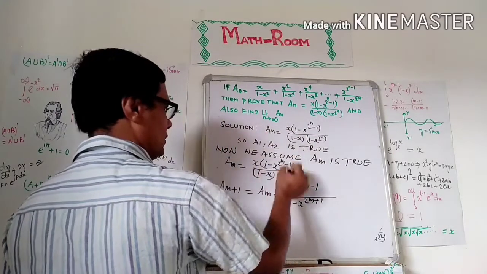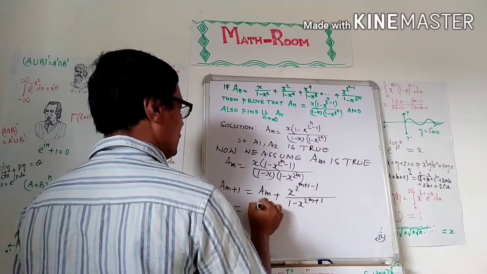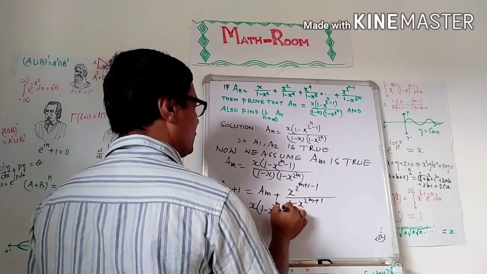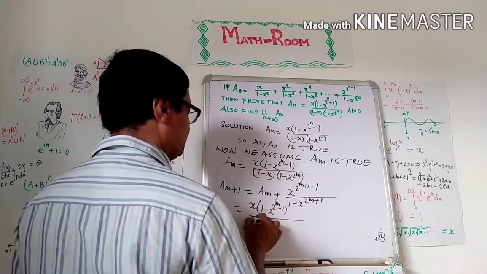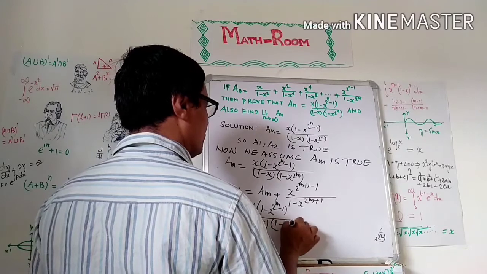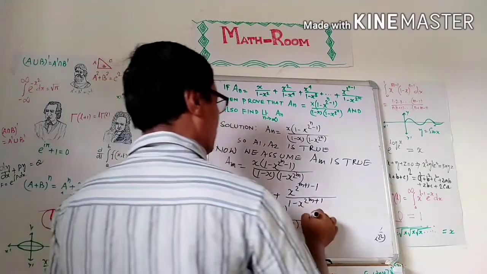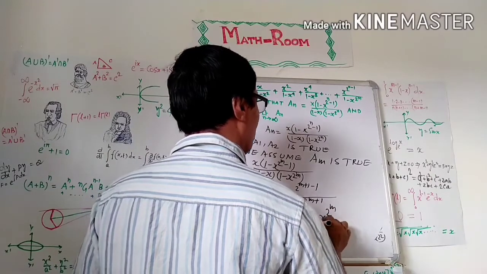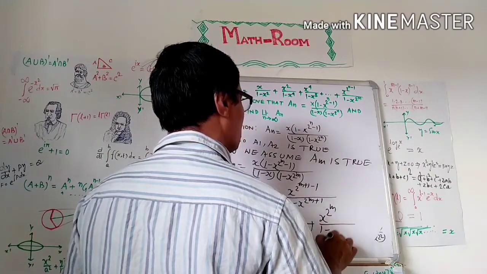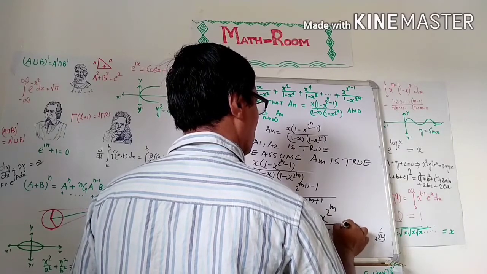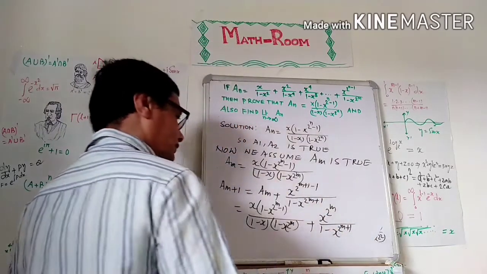So S(m) equal to x into 1 minus x to the power 2 to the power m minus 1 over 1 minus x into 1 minus x to the power 2 to the power m, plus x to the power 2 to the power m over 1 minus x to the power 2 to the power m plus 1.